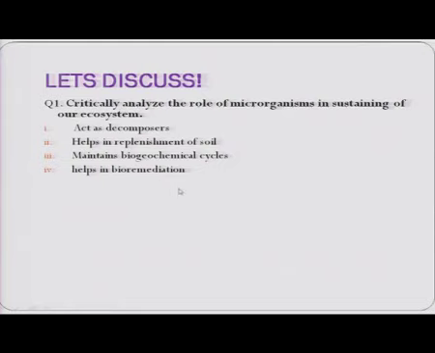And they help in bioremediation, they also help in cleaning the pollution. So, these are the various aspects of microorganism which makes it indispensable for our ecosystem. No ecosystem can survive without them.